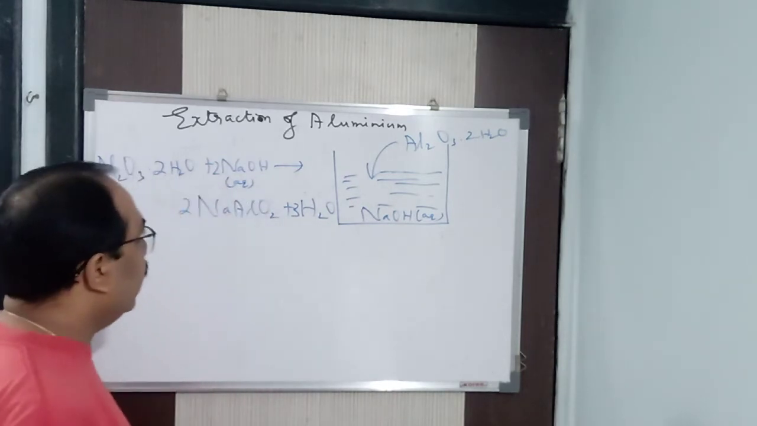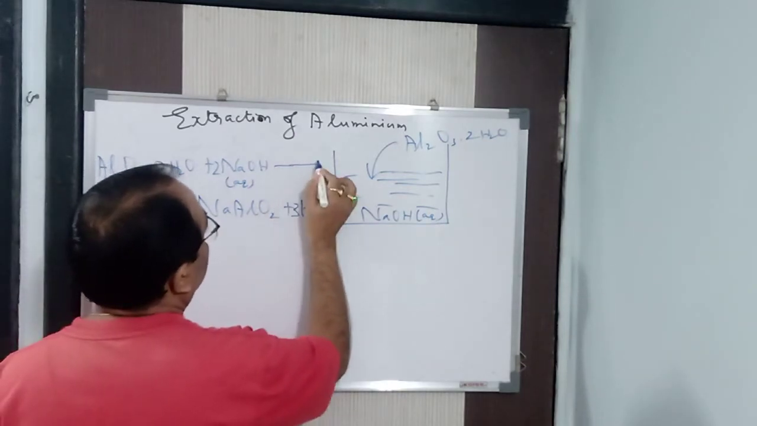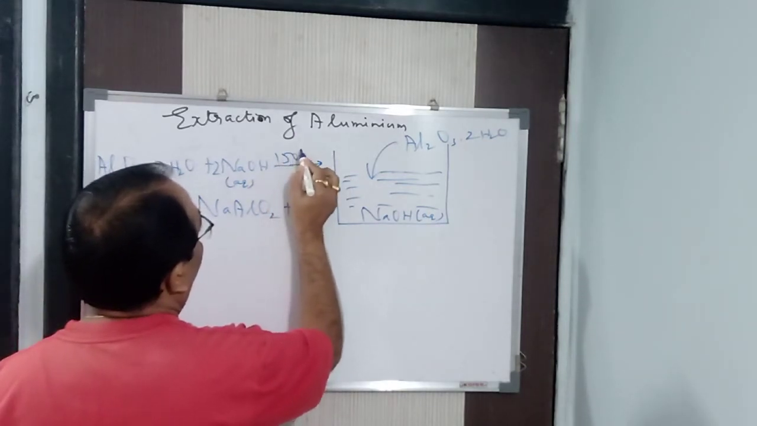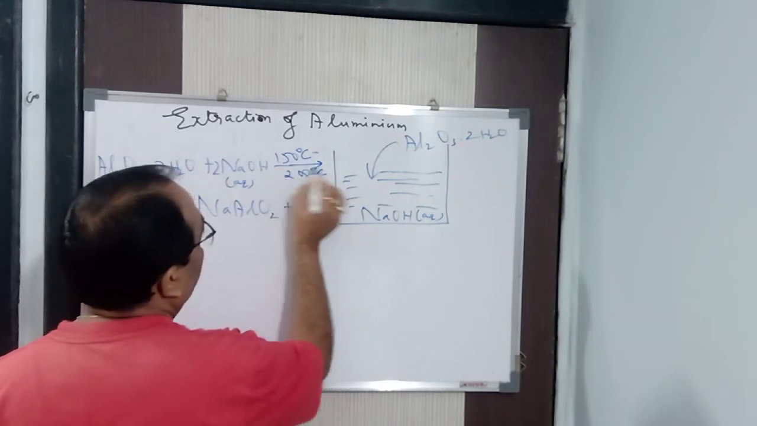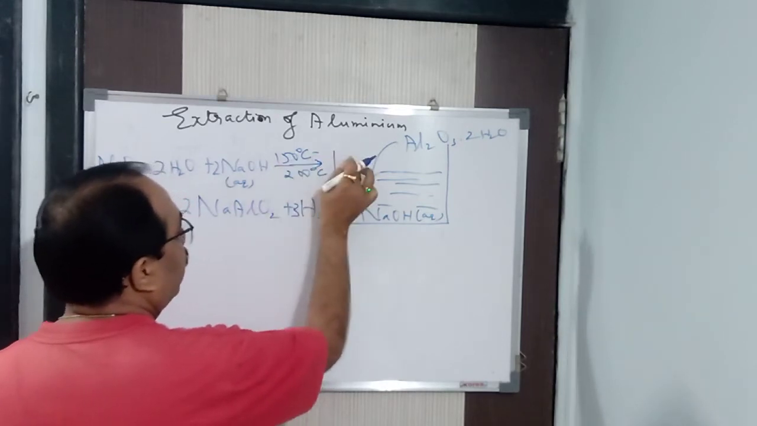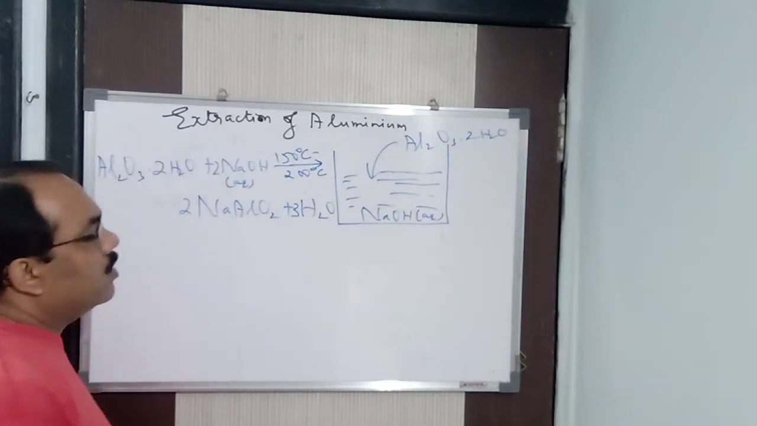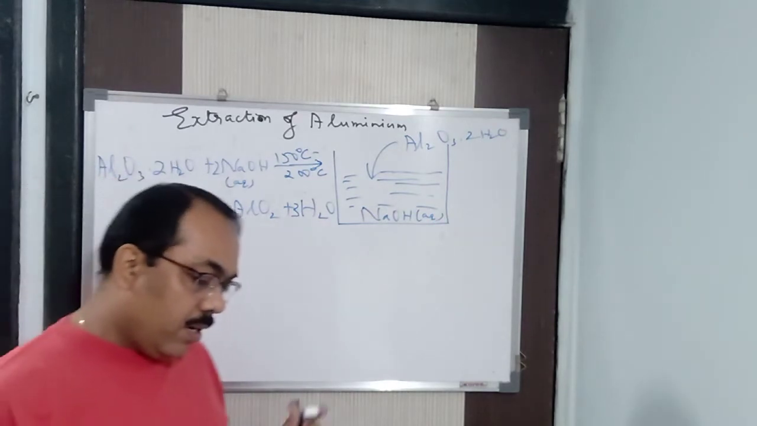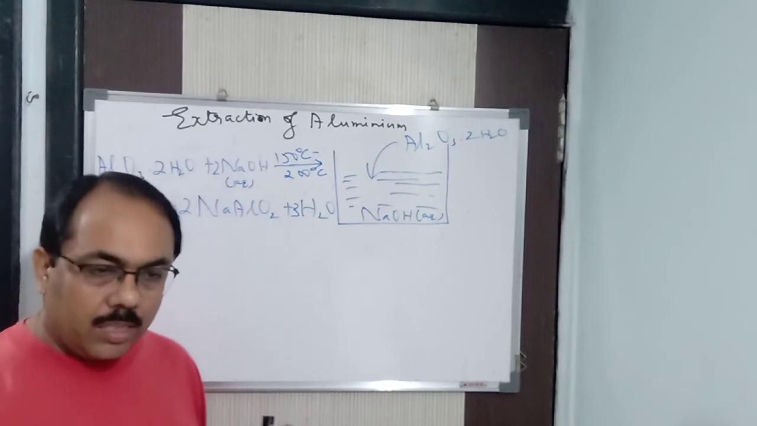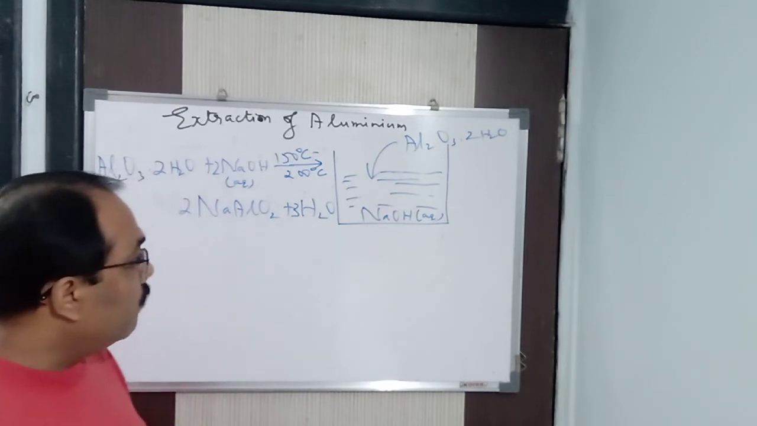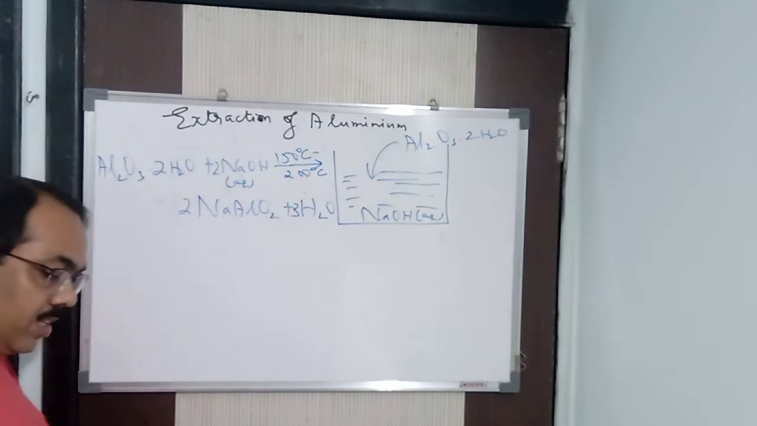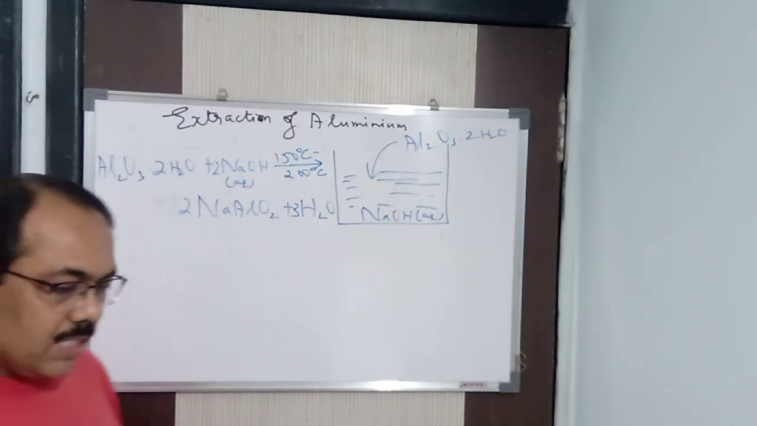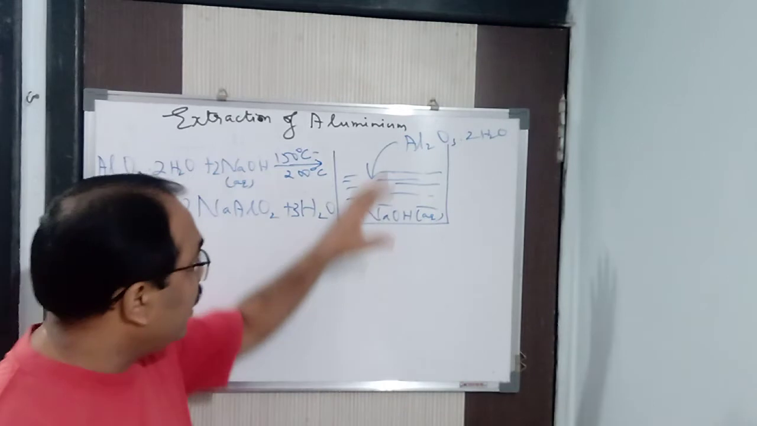The temperature maintained here is a little higher than the boiling point of water, 150 to 200 degrees centigrade. I am writing it below since I don't have the space. 150 to 200 centigrade temperature is maintained here. We are heating it and getting sodium aluminate, or sodium metaaluminate also. So we are putting this bauxite into the tank.